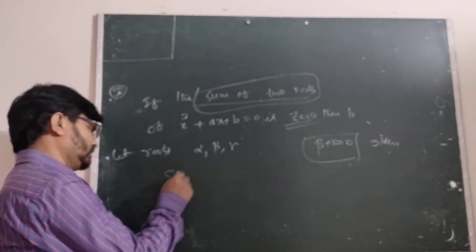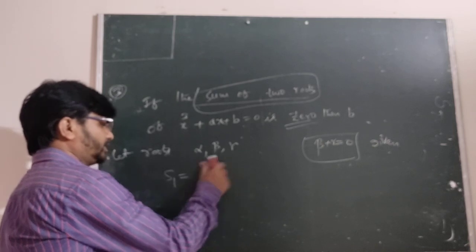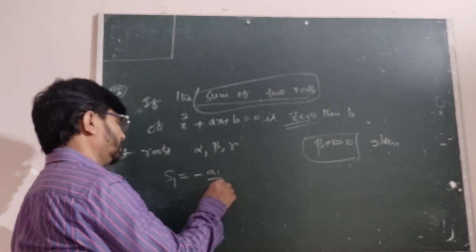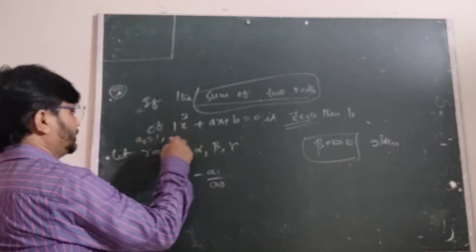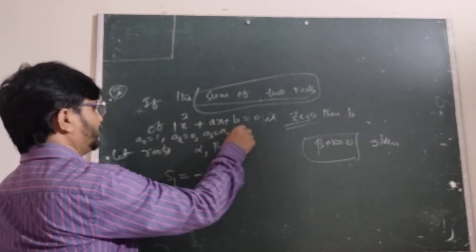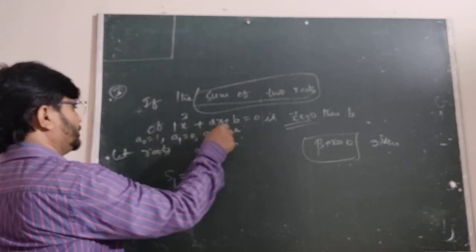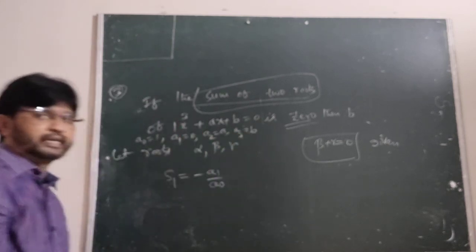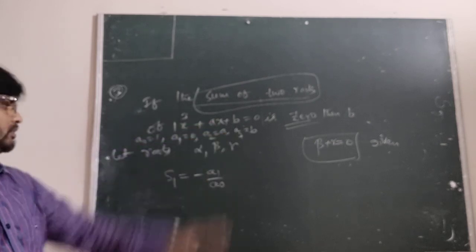Now we know that S1 is minus A1 by A0. Yesterday we discussed the relation between the roots and the coefficients. In this case, A0 is 1, A1 is 0, A2 is a, A3 is b. Here the x square term does not appear in this equation.